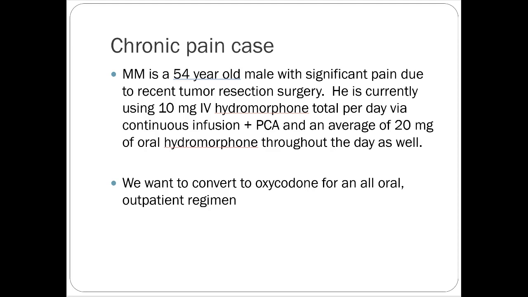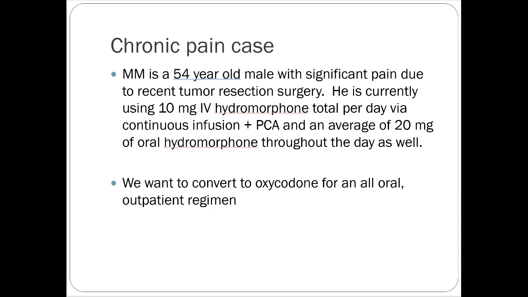So you've got MM, a 54-year-old male, with significant pain due to recent tumor resection surgery, currently using 10 milligrams IV hydromorphone per day via a continuous infusion plus patient-controlled analgesia, or PCA, and an average of 20 milligrams of oral hydromorphone throughout the day too. You want to convert his regimen to an all oxycodone regimen for outpatient use.